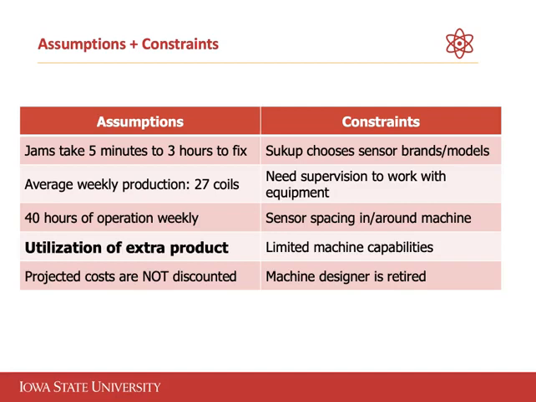Sukup chooses their sensors and brands and models for the final recommendations, so we'll provide final recommendations, but ultimately Sukup will choose. Supervision needs to happen when we work on equipment, so we have found that whenever we had to work on the machine, we needed to have supervision by either Haley or Tyler. Sensor spacing in and around the machine, so whenever we wired the different components, we had to work with the constraints of the machine in that regard.